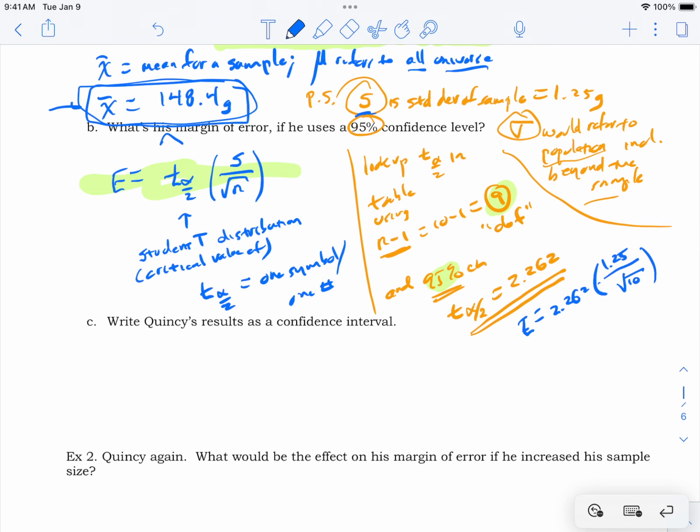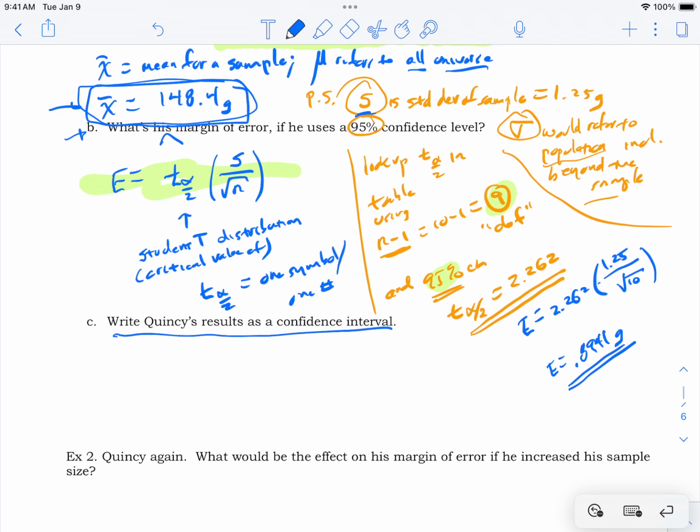Now make sure you punch your buttons very carefully and get the same thing as me. I've noticed some people in the homework, they write down all the correct numbers here and then somehow their E doesn't come out right. So make sure you're pushing buttons in the correct order and all that. You should match me exactly. I got 0.8941 grams. That is the margin of error. That is the answer to part B. And we're almost done with this one.